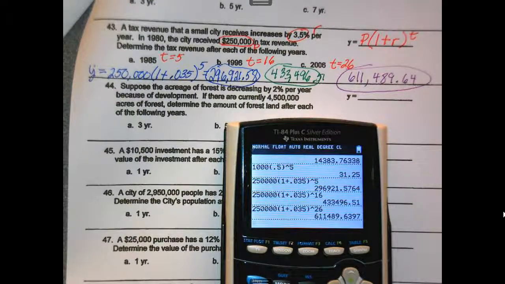All right, you should have enough time to finish the even problems, especially if you started yesterday. I do have the answer keys up here if you want to check your answer. Any questions? All right, go to it then. If you have questions, come up and ask.